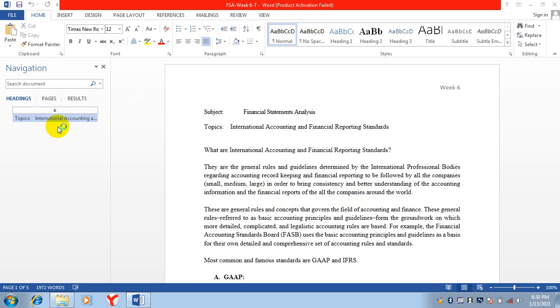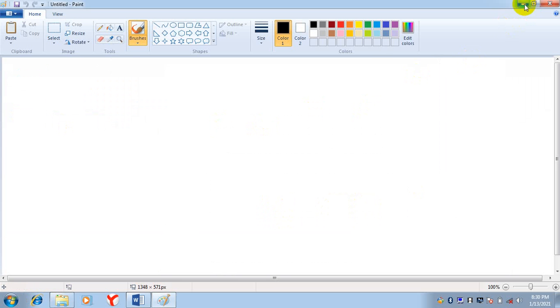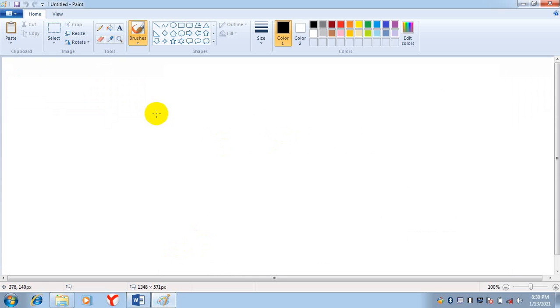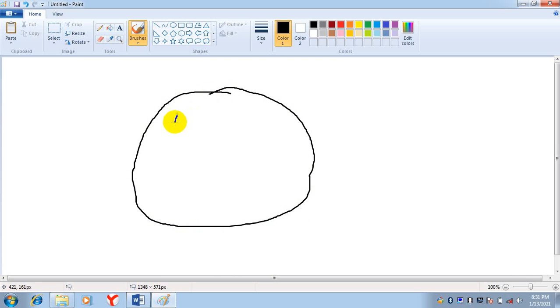Now, basically, international financial reporting standards are international accounting and financial reporting standards. These are rules, these are standards set by international accounting bodies so that all over the world accounting and financial reporting will be the same, standardized. There will be standardized reports and a standardized accounting procedure all over the world.